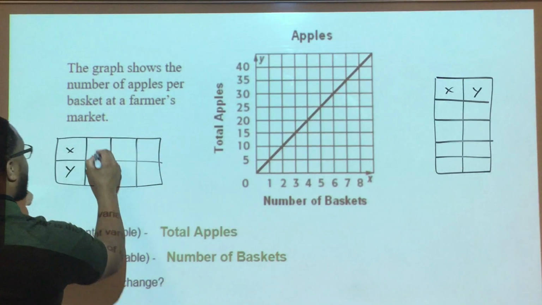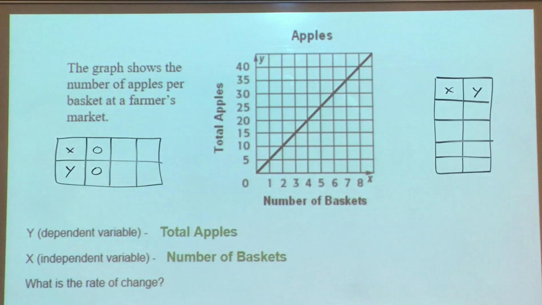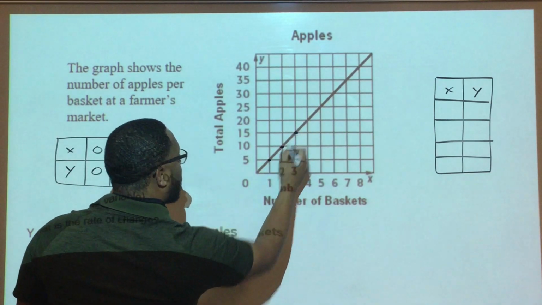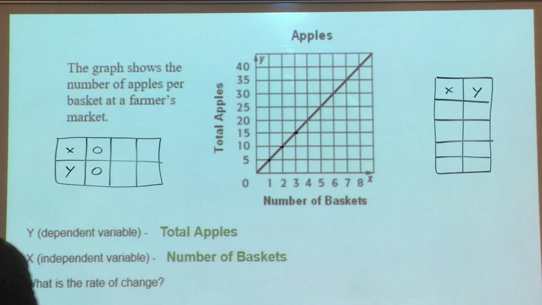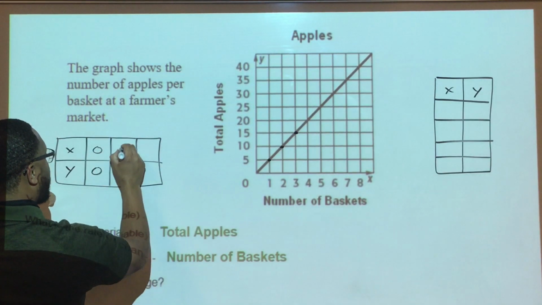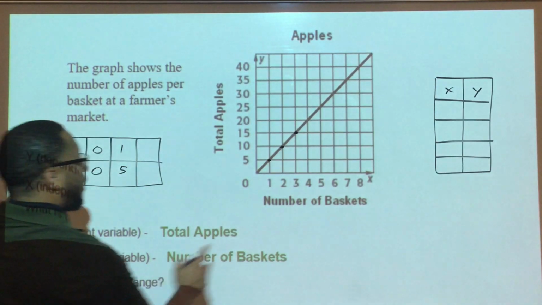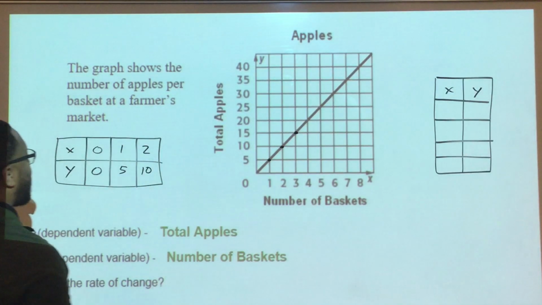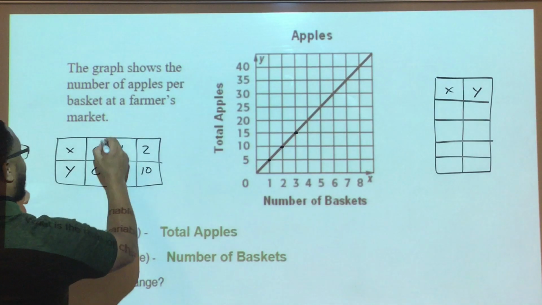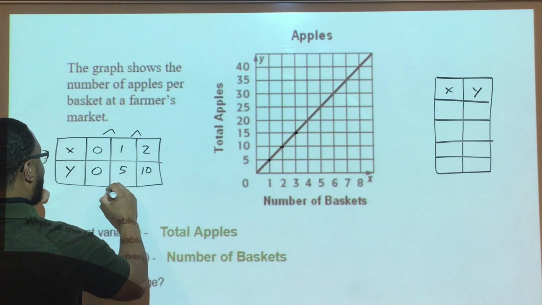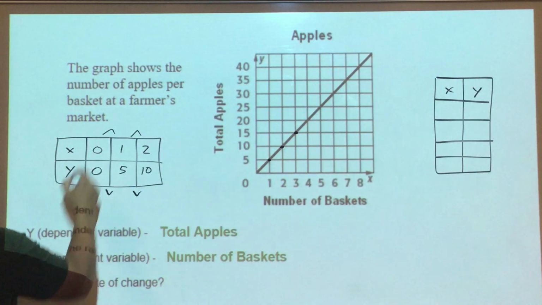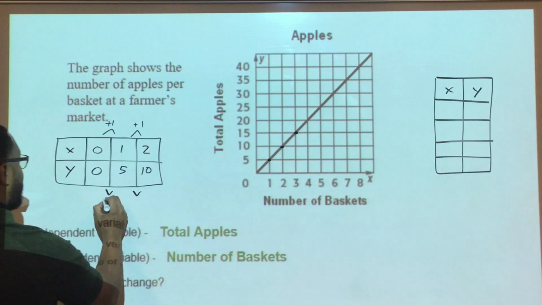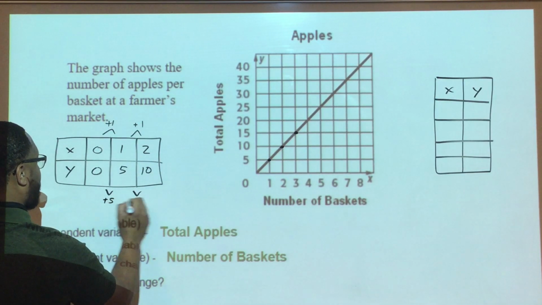So the first point I'll look at, when X is 0, Y is 0. We have another point right there, another point there. So I may not use them all, but I see that when X is 1, Y is 5. And then I also see that when X is 2, Y is 10. And I actually have enough points right here. So let's do, what is X changing by? And what is Y changing by? Well, X is changing by +1. Y is changing by 5.